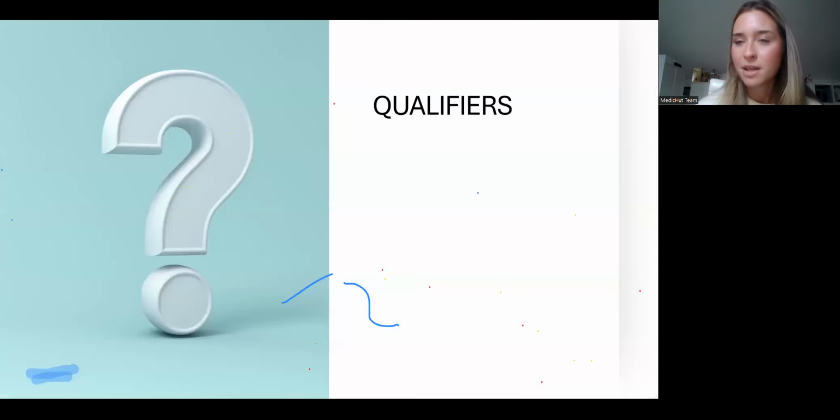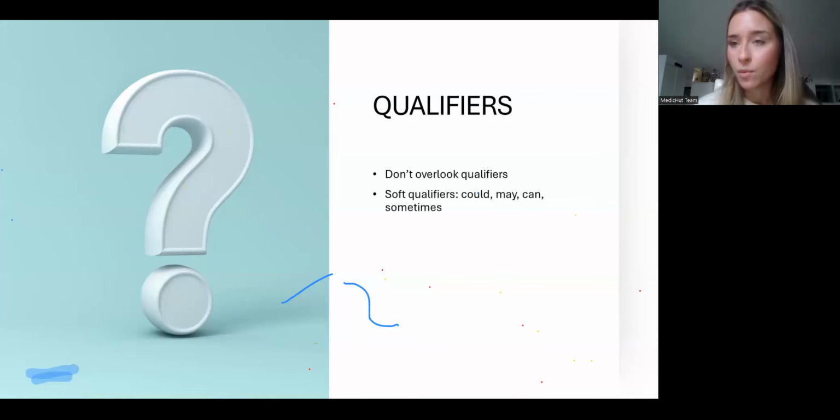So qualifiers is something that I touched on briefly, but essentially qualifiers are words that go within sentences, and you don't want to overlook them within your verbal reasoning section of the UCAT. You have two main types of qualifiers: soft qualifiers and hard qualifiers. So these are some examples. Soft qualifiers are things like could, may, can, sometimes, whereas hard qualifiers are more definitive, like always, never, or none.